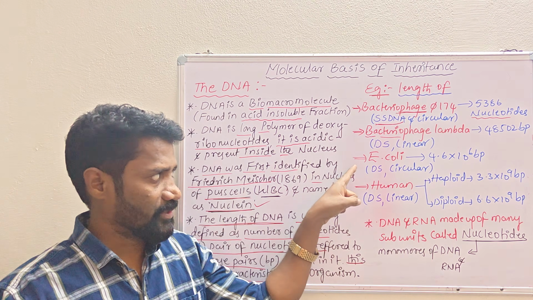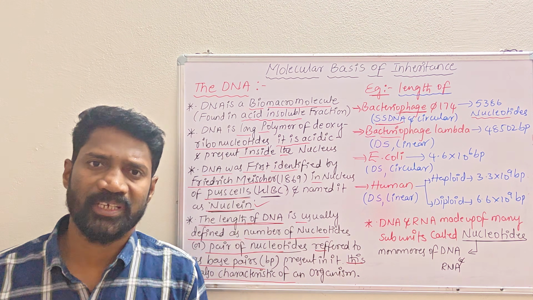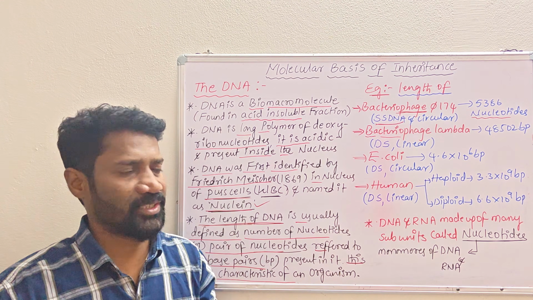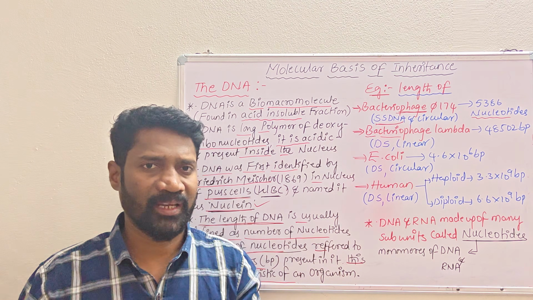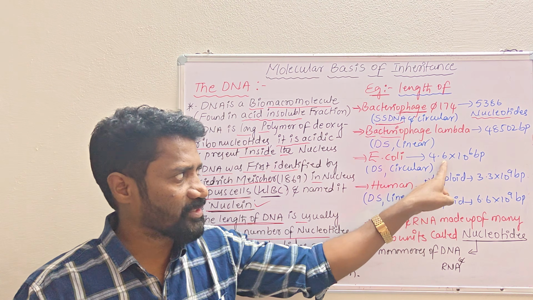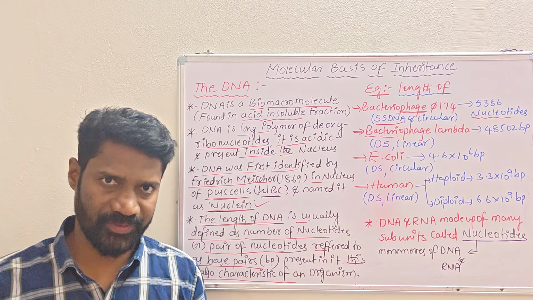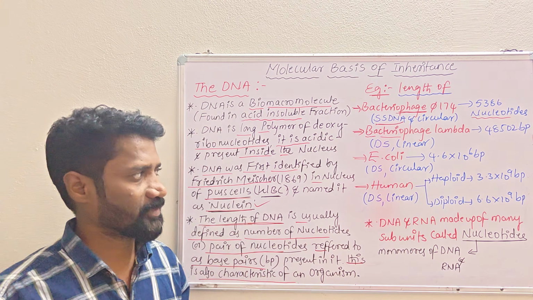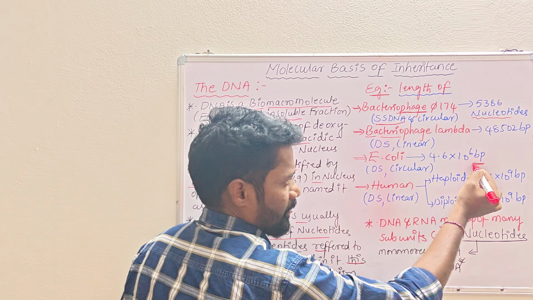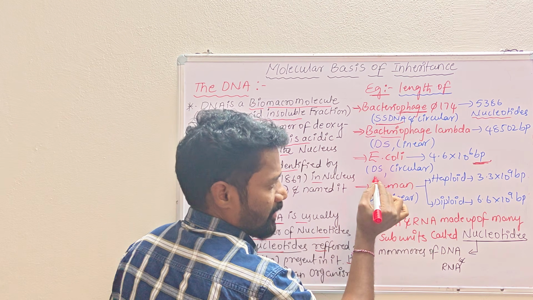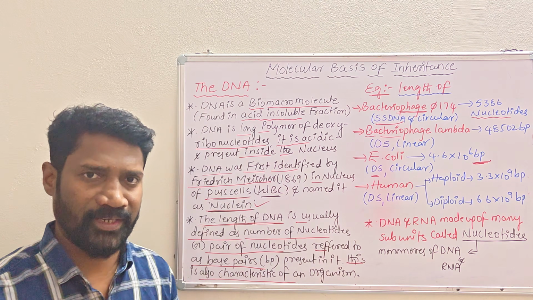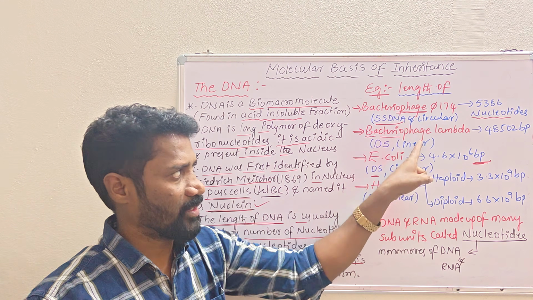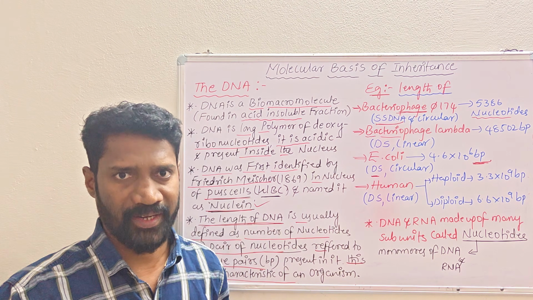Now E. coli, Escherichia coli. It is not a virus, it is a bacteria. We know very well about Escherichia coli. In Escherichia coli, the length of DNA is 4.6 into 10 to the power of 6 base pairs. This is the length of DNA of Escherichia coli bacteria. Here, as usual, base pairs are given. When base pairs are given, the DNA should be double stranded, and circular DNA is present. Here circular, here linear, again here circular DNA is present.